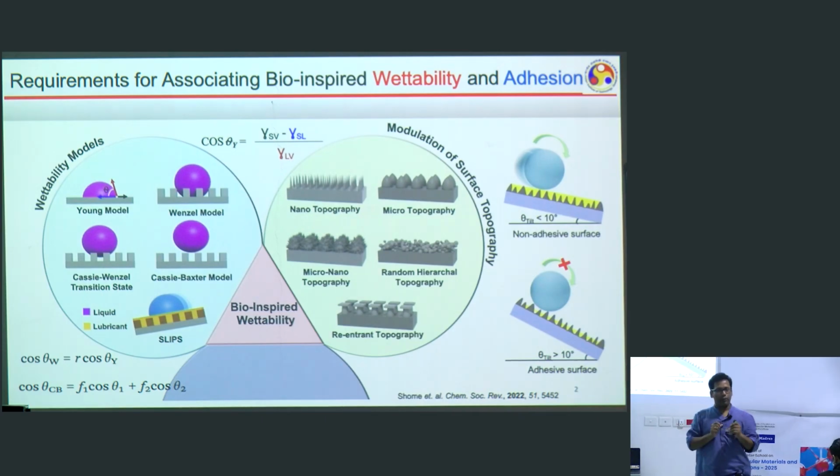This difference between the advancing and receding contact angle is the contact angle hysteresis, and it and the tilting angle give a similar sort of essence of what's going on. If you have more contact angle hysteresis, that means the interface is adhesive. If the tilting angle is larger, that also means the interface is adhesive.